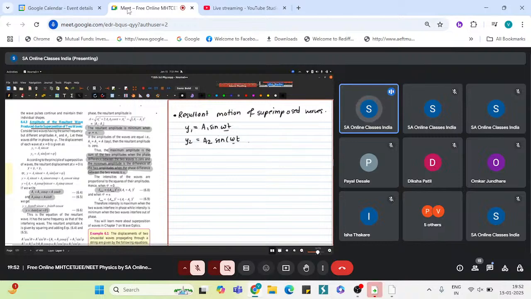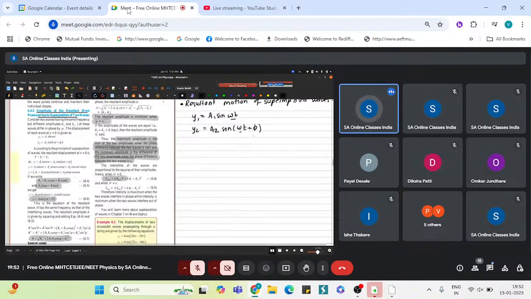So the frequency stays the same. We are only calculating this result for a limited case where the frequency of both the waves is the same. And then there is a phase difference between these waves. So one wave is at a phase difference of phi from the other wave, and they are arriving at the same point at the same time.